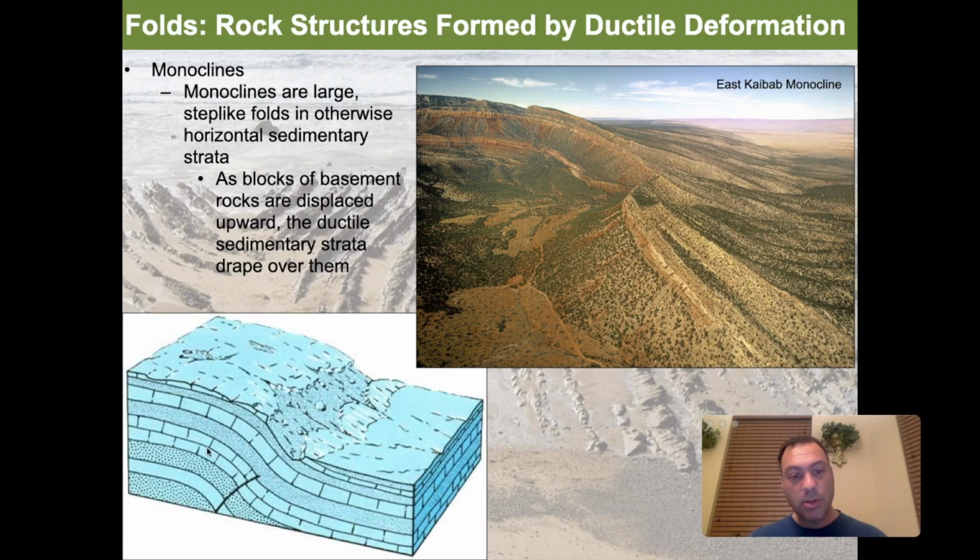And so here we see a cross-section of what we would expect to see in a typical monocline, which is this block down here moved down, or this one moved up in relationship to a fault. So this would be what a fault would look like in a cross-section. But the sedimentary layers above it are just draped over. They don't break, they just simply fold along as the basement moves.